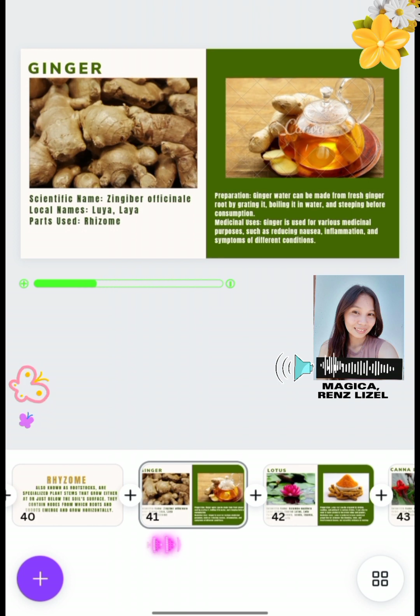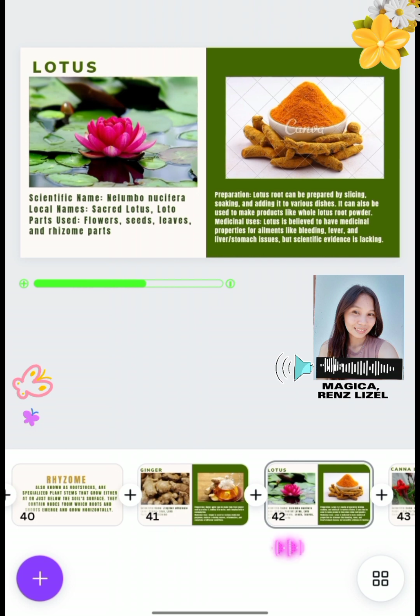The preparation of ginger: ginger water can be made from fresh ginger root by grating it, boiling it in water, and steeping before consumption. Ginger is used for various medicinal purposes, such as reducing nausea, inflammation, and symptoms of different conditions. Next is the lotus.